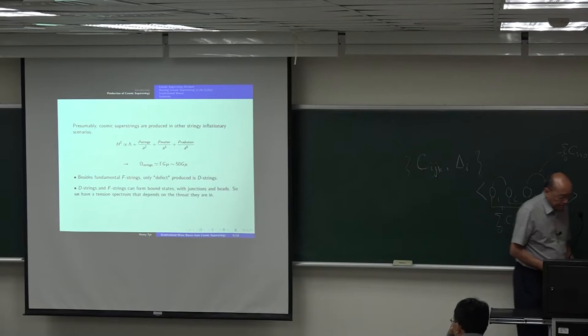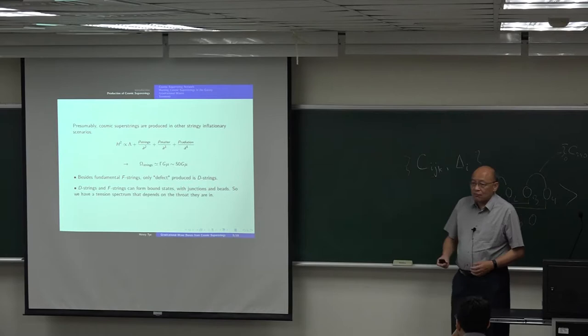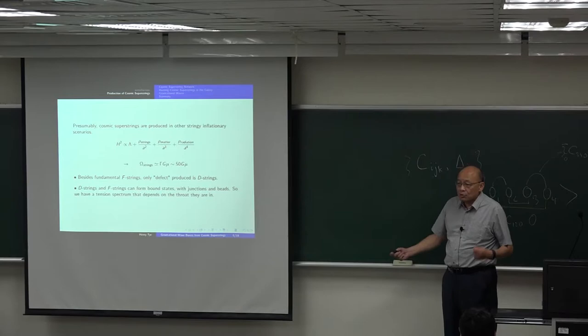Now, when I talk about the strings forming junctions, the reason is because in string theory there are two kinds of strings. One is, of course, the fundamental strings. But we are talking about branes, right? We live in a D3 brane. But there are also D1 branes here, and D1 branes are nothing but strings. So there are two kinds of strings, F strings and D strings.